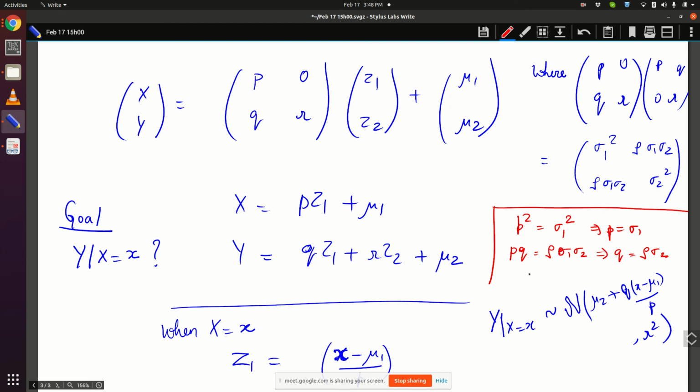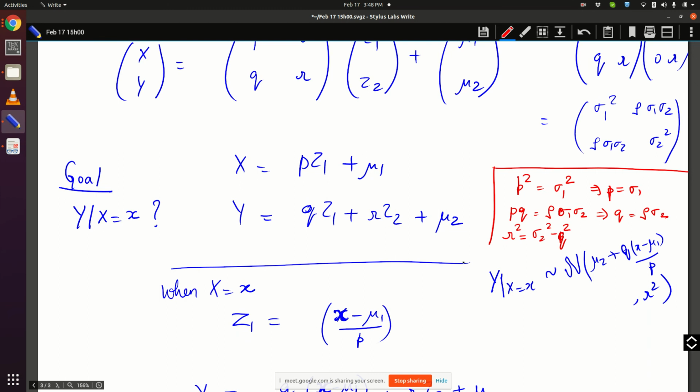Then what about the last one? Can someone tell me what is R square? So R square is equal to sigma 2 square minus p square minus q square. So that will be equal to sigma 2 squared times q squared is this squared. So sigma 2 squared times 1 minus rho.